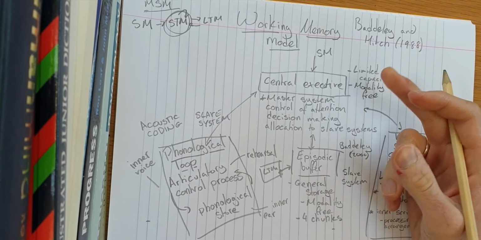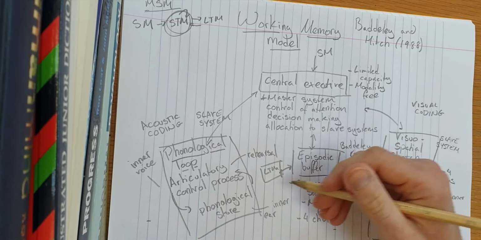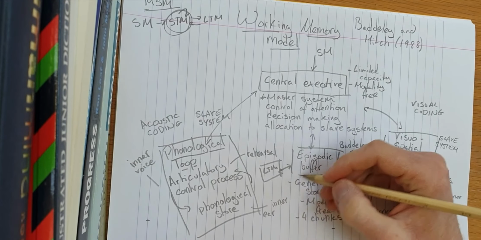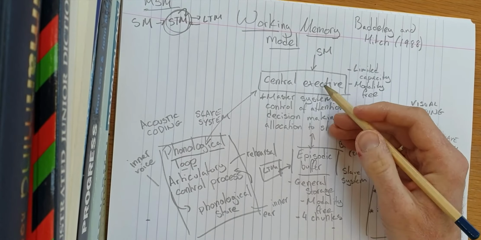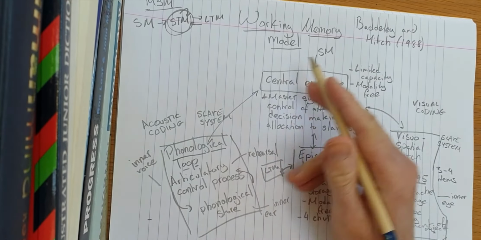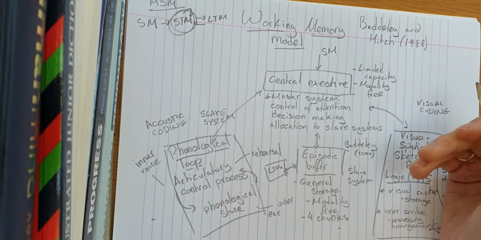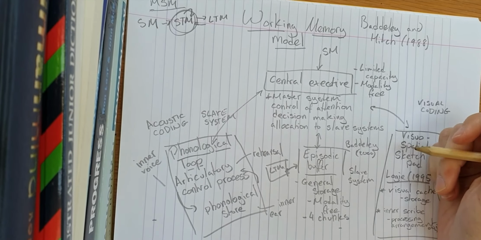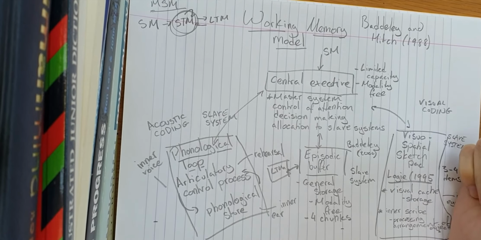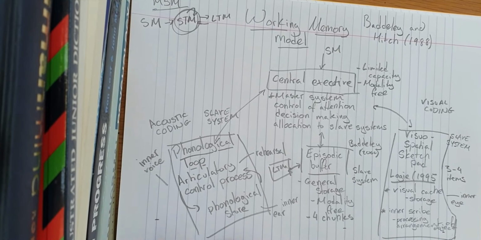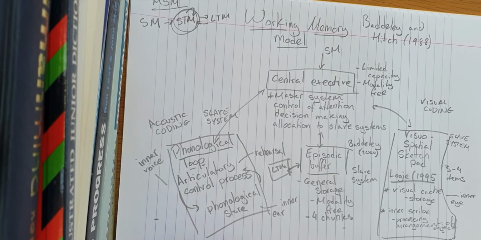The episodic buffer looks through that filing cabinet, finds the information from the long-term memory, brings it back to the central executive, which can then send it to the phonological loop or the visual spatial sketchpad, depending on how I'm going to be wanting to talk about it. So there you have the bare bones of the working memory model as described by Baddeley and Hitch, our AO1 for it.